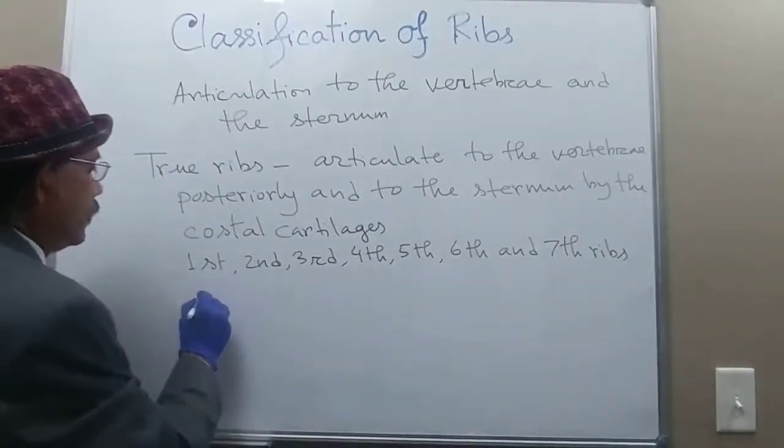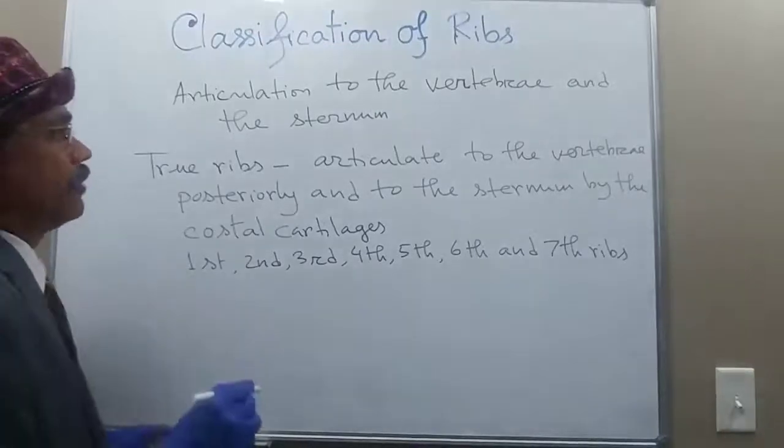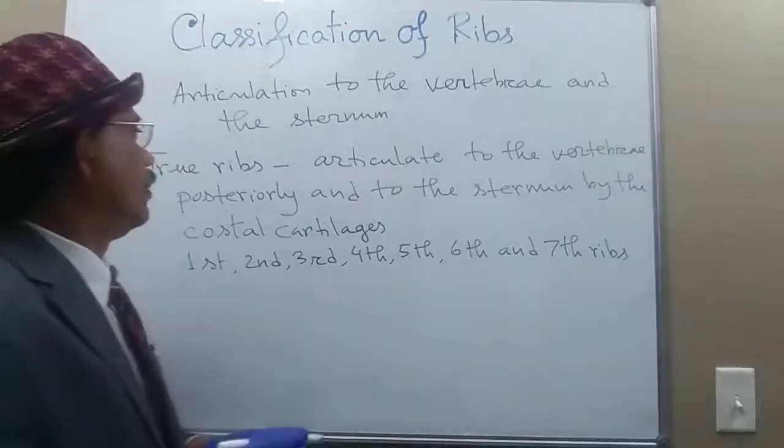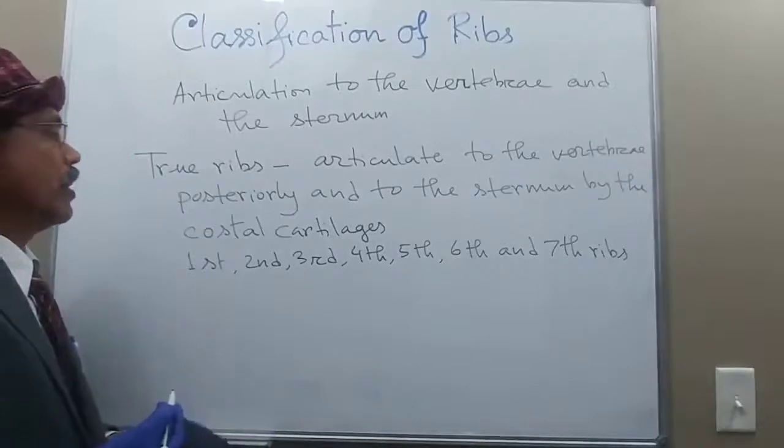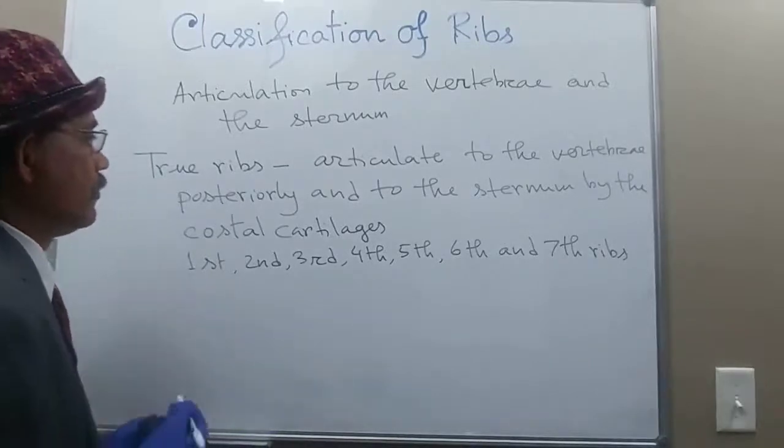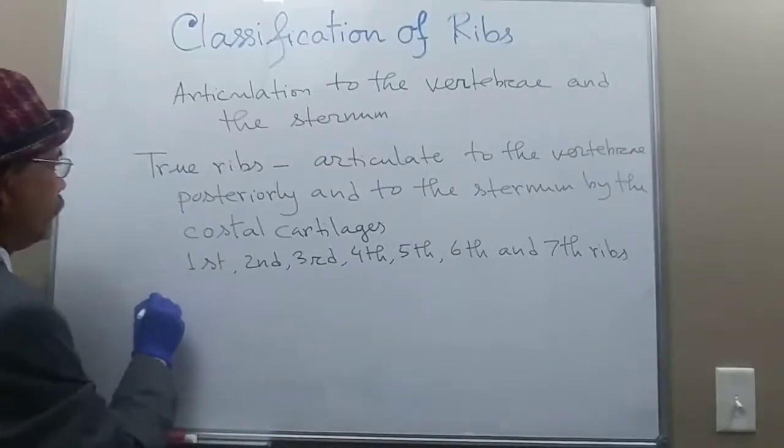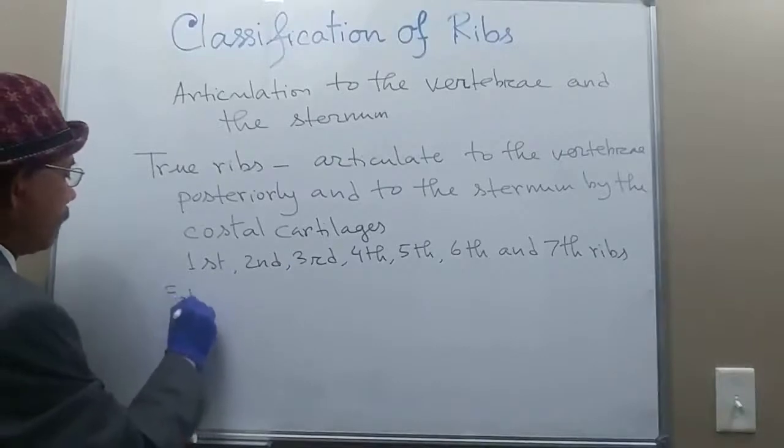Some of the ribs articulate to the vertebra but do not articulate to the sternum by the costal cartilage. Okay, so those are the false ribs.